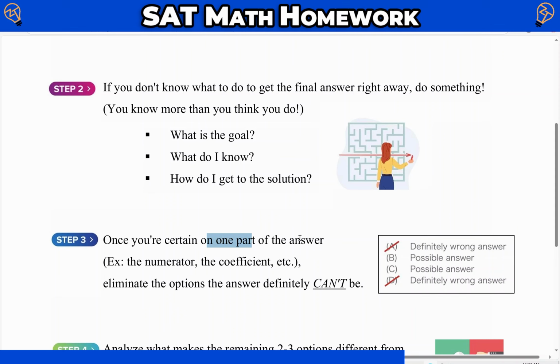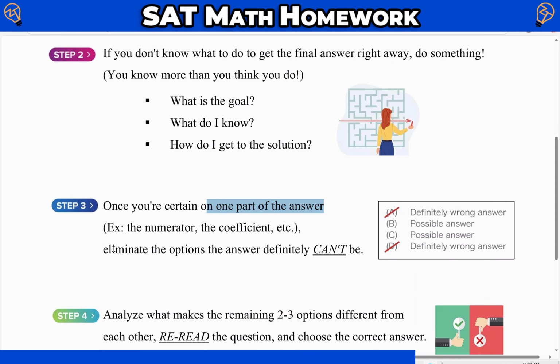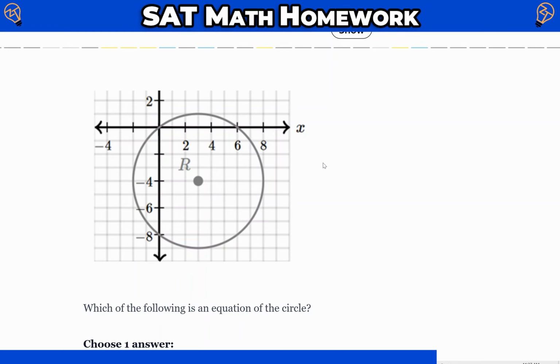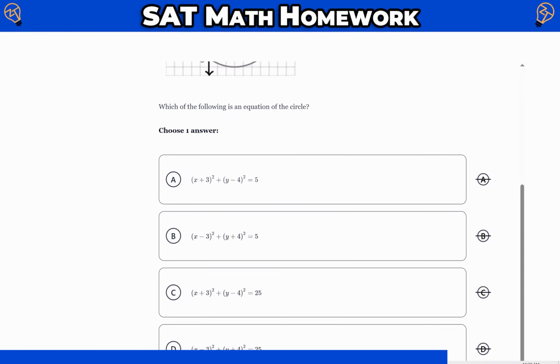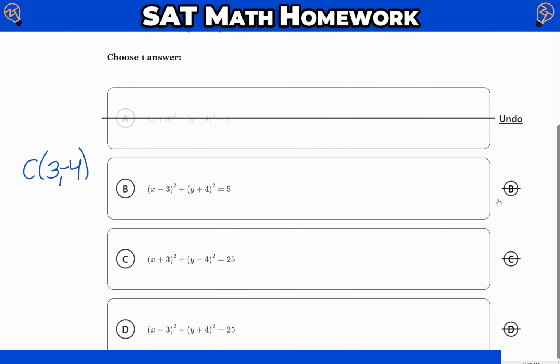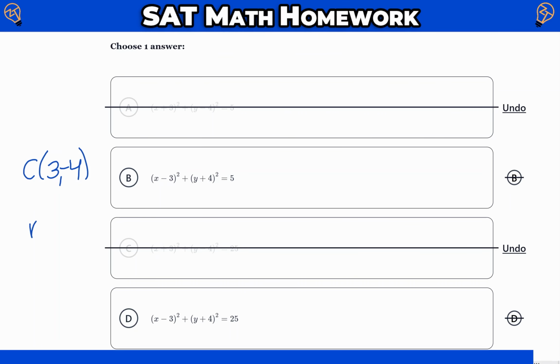And once we're certain on one part of the answer, let's say the center, let's start eliminating answer options that it definitely can't be. So in this case, because the center is 3, negative 4, we can eliminate all the ones that don't have those opposite values. So if the center is 3, negative 4, it should show up as negative 3, positive 4, because we take the opposite. So this one does not have negative 3, positive 4. B does. So we'll keep it in the running. C does not. Well, what's the difference between B and D? Well, we already established the radius is 5, and on the right side, it's always r squared. In other words, 25, making the correct answer D.